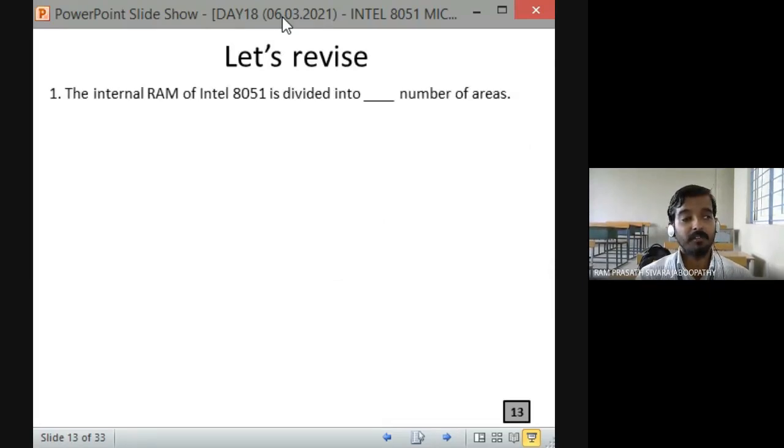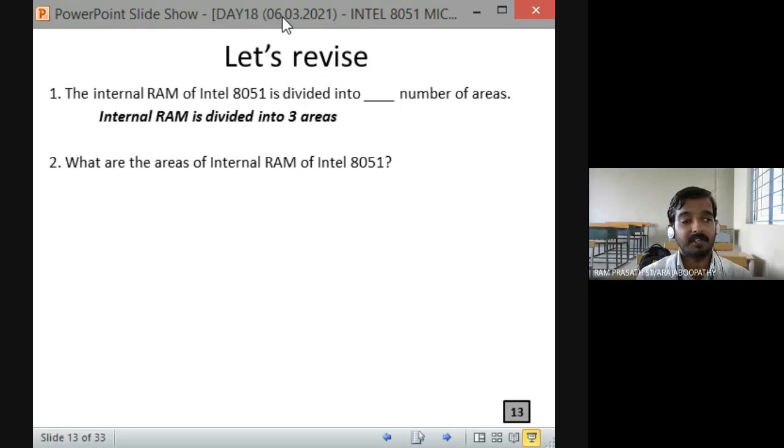The internal RAM of Intel 8051 is divided into how many areas? Dash number of areas. Into how many areas is the internal RAM memory divided? That 128 bytes, total 128 bytes, into how many areas is it divided? Very good. 3 areas. Yes, internal RAM is divided into 3 areas.